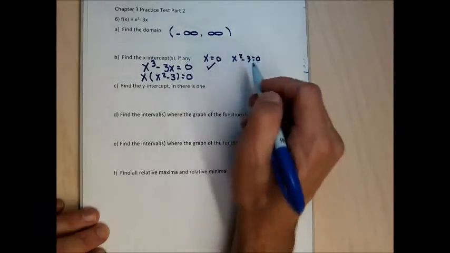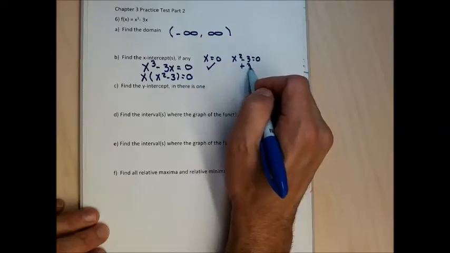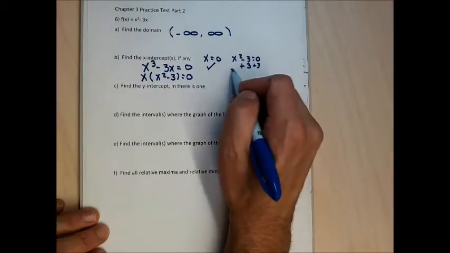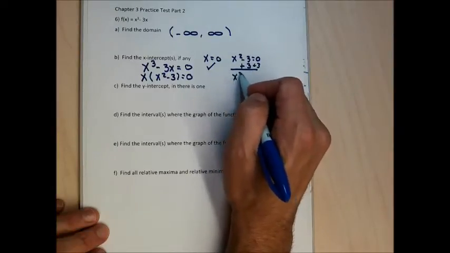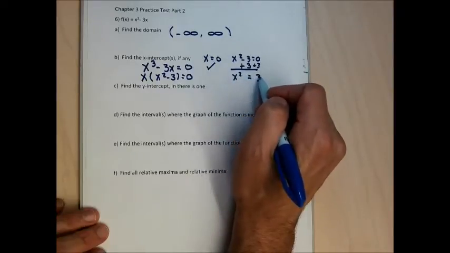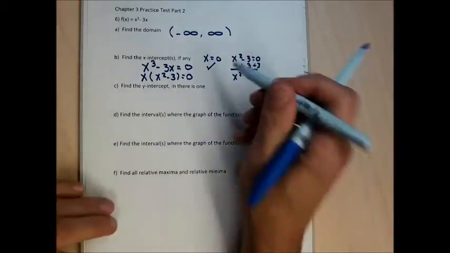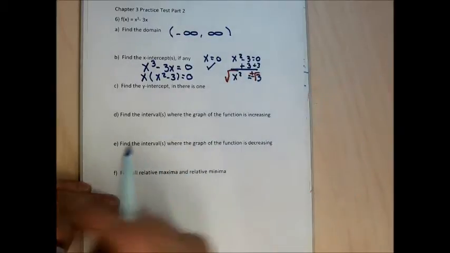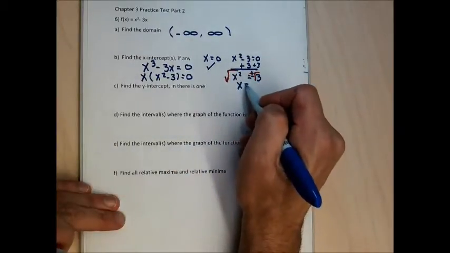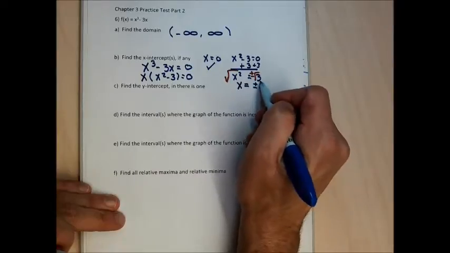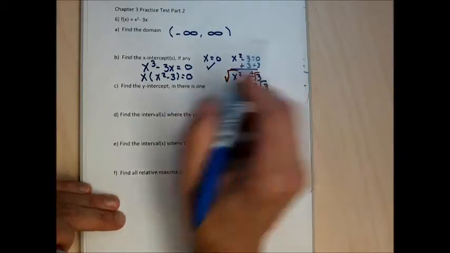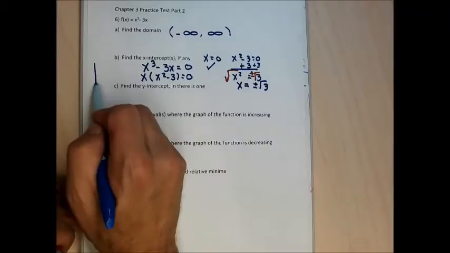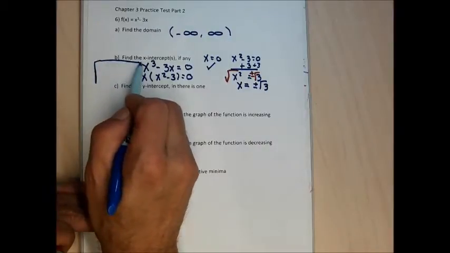For x squared minus 3, to get the x-intercept from it, I'm going to have to add 3 to both sides, and that will give me x squared equals 3. And then I'm going to take the square root, plus or minus, and get x equals plus or minus the square root of 3. My answer to 6b is going to be 3 distinct points.